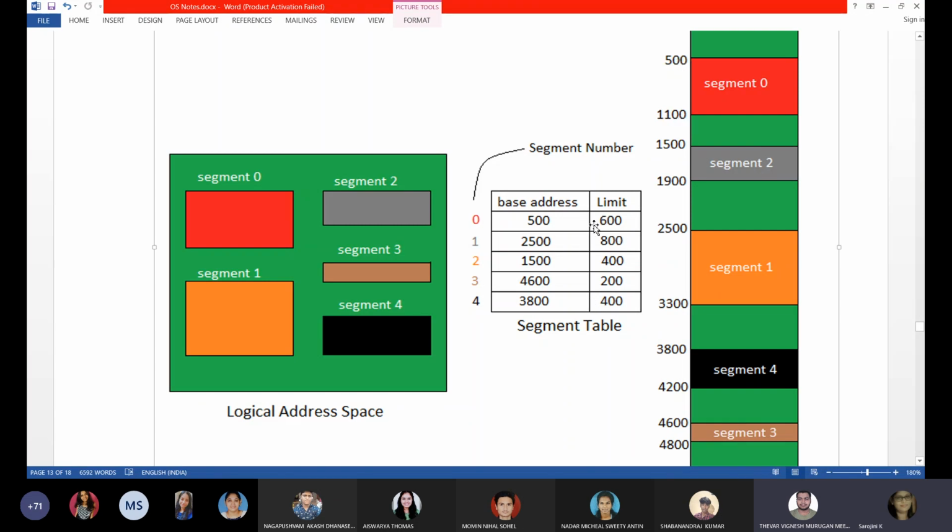So that is called limit. Limit is the size of the segment. Which segment? Segment 0.